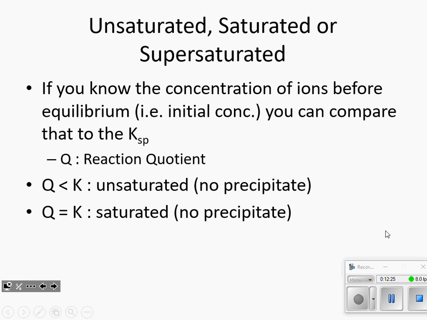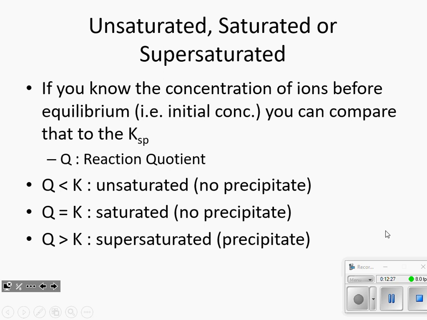And then the final scenario, if Q is greater than K, that means we have more ions dissolved than we should. So if we were looking at solubility curves, that would be a supersaturated solution. If we were basing this off of double displacement equations, that means a precipitate would be created. That would be your insoluble when you did your battleship in Chem 1.